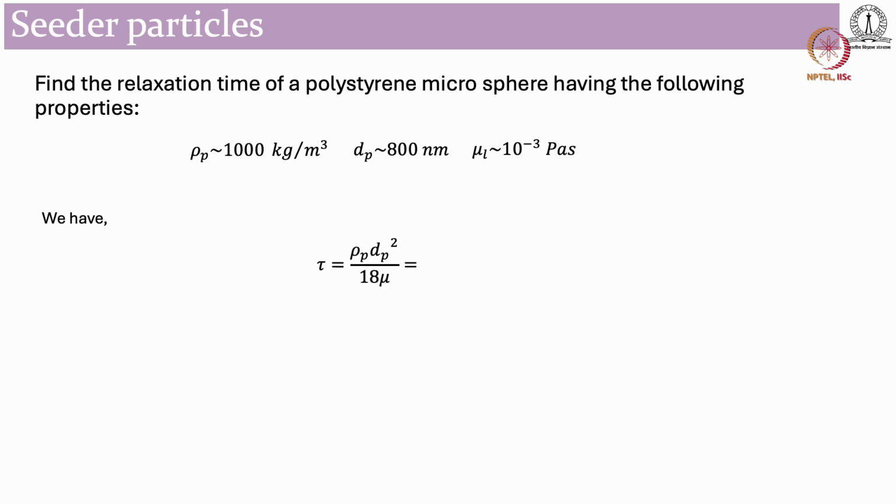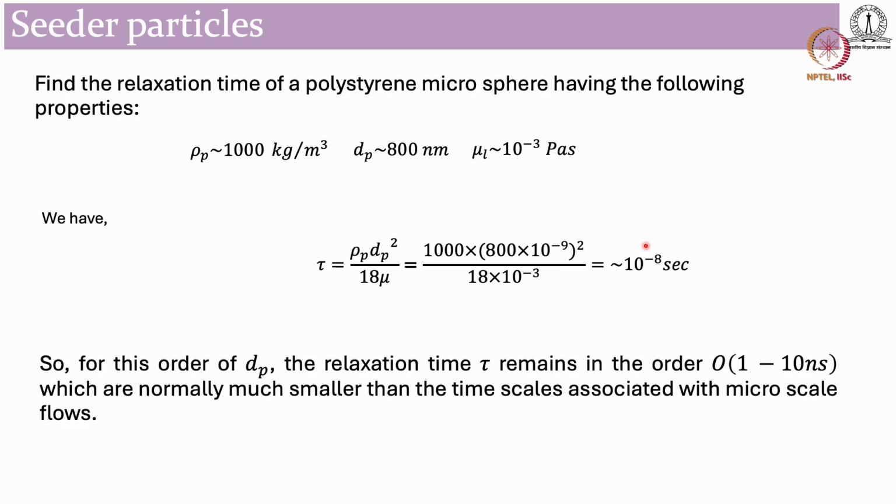Now we have the relaxation time as rho_p times d_p squared by 18 mu. If you put in the values of each of the terms, you will get 1000 into 800 into 10 to the minus 9, to the power 2. You have to keep in mind that you are doing everything in SI units, divided by 18 into 10 to the minus 3. This gives you around 10 to the power minus 8 seconds. Now you can see that this time is already in nanoseconds, right?